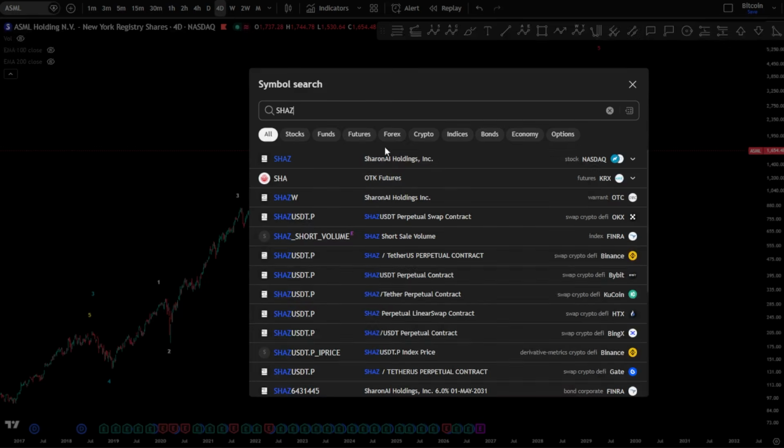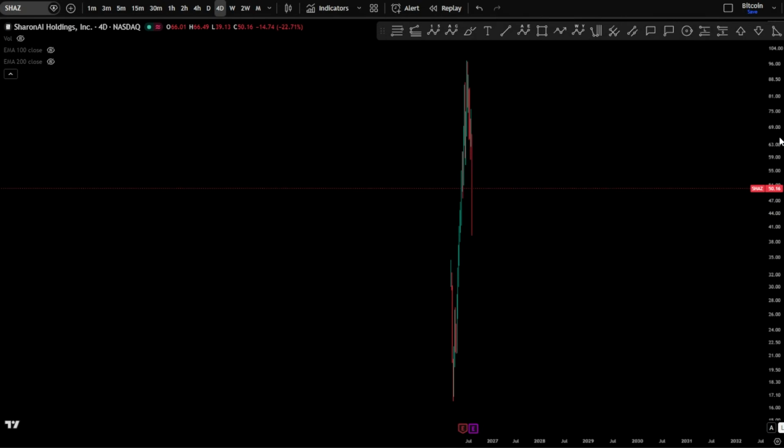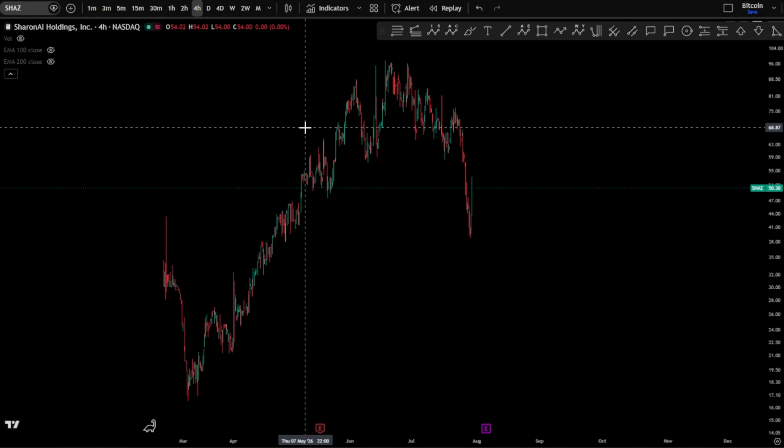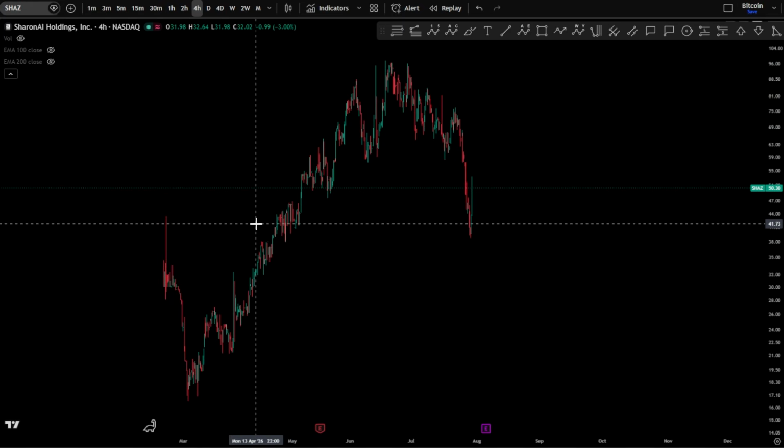Chaz. There you go. Sharon all holding. All right. It's a new chart. Is it a new chart here? It's not a very old one. It's just an impulse. There is not so much data here.